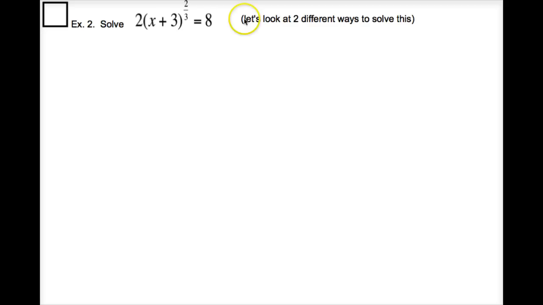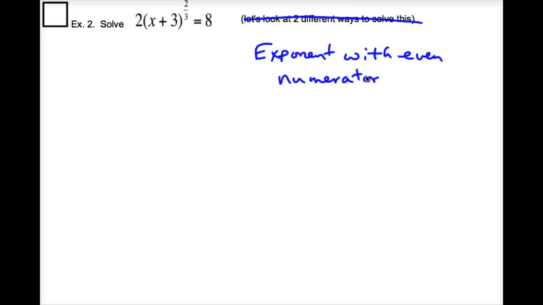Okay, I say look at 2 different ways. I'm just going to do this one way. This one you have to be careful for. I had some notes on the previous page that I didn't go over in depth, but this is a situation to be careful for. There's one situation, and that is when you've got an exponent with an even numerator, you must put plus or minus after powering both sides.